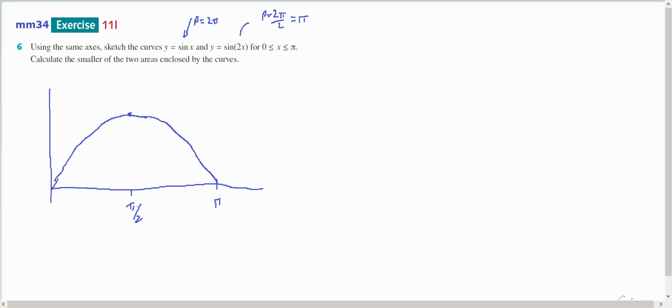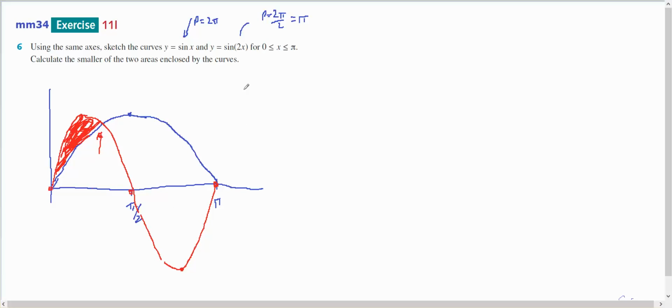And the second one has a period of pi, so it's going to have one complete revolution. So at pi on 4, it's going to be up here at 1, and it's going to be down there at -1. So we end up with that curve. I'm interested in the smaller of the two areas trapped between the curves, so I'm interested in this one here, which means I need to find the intersection point.